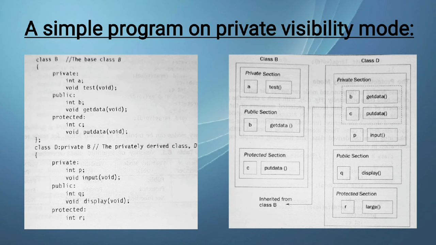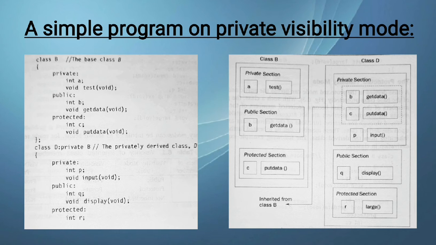In the base class, the members declared as private cannot be inherited by the derived class. The derived class cannot have access to the private members. This is also applicable in real life situations. Next, you have public access.